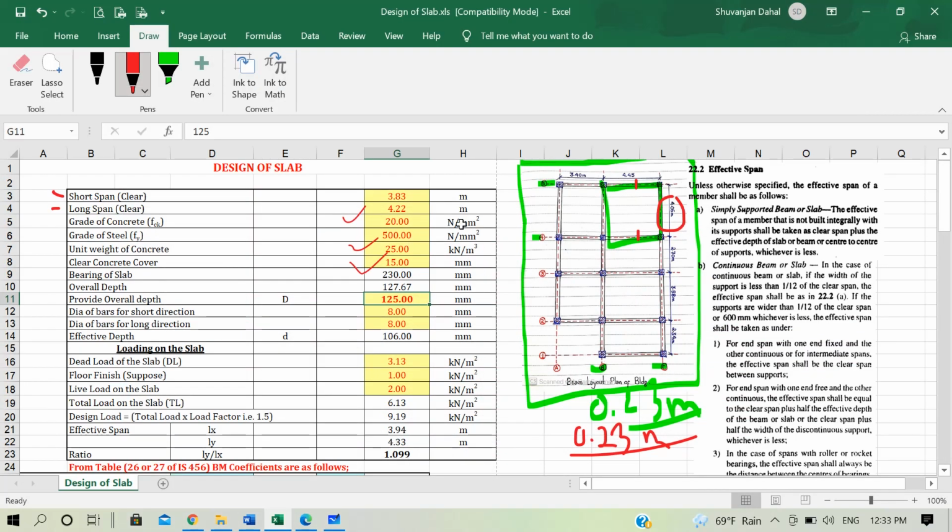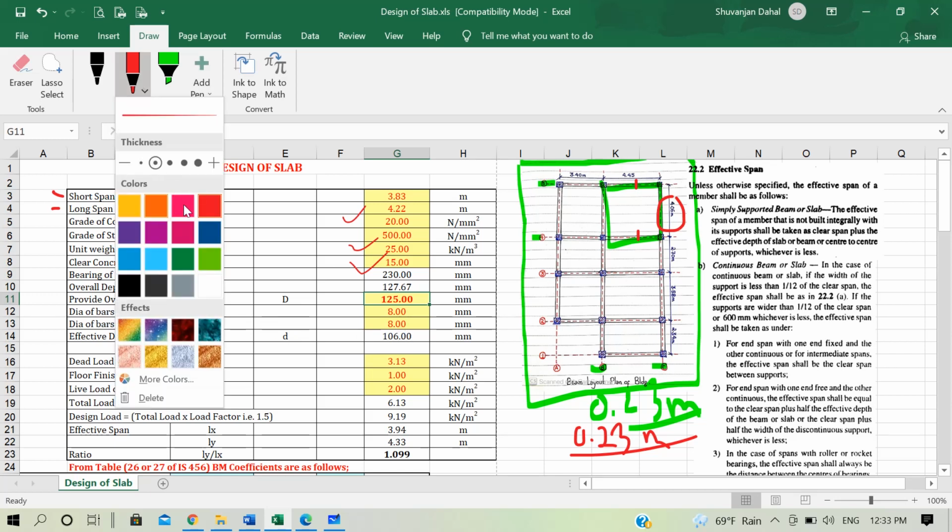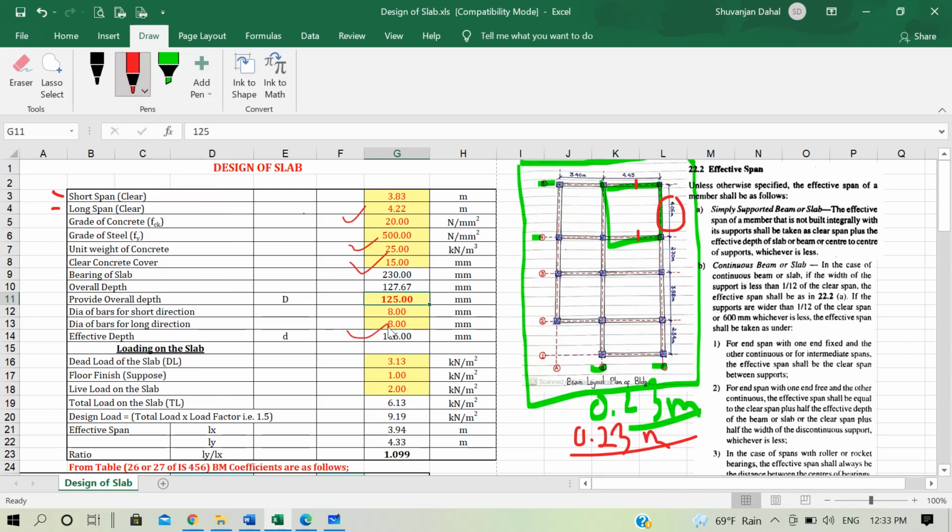So let's continue in our Excel sheet. We provided the diameter of bars in short and long direction both 8 mm. So this is the effective depth in the short direction, which we get to be 106 mm. This is total depth 125 mm minus 15, which is our clear cover, minus 8 divided by 2. So this is our design data.